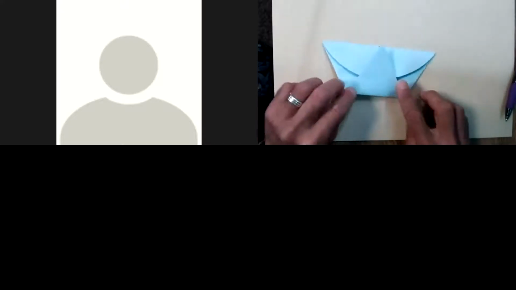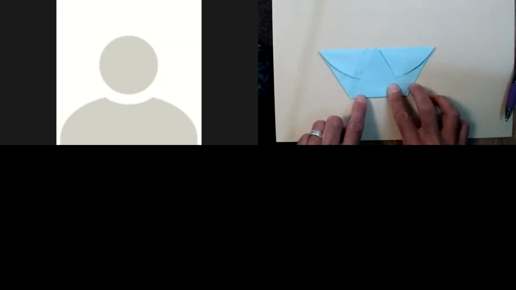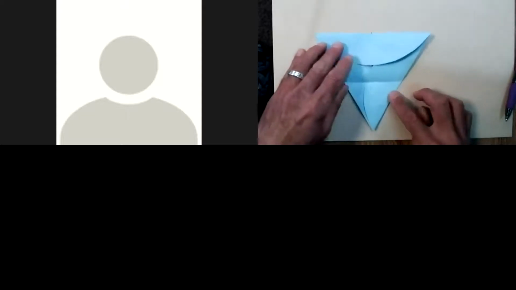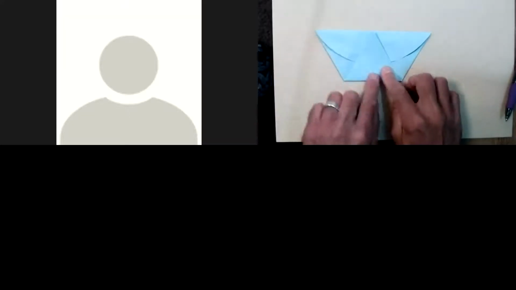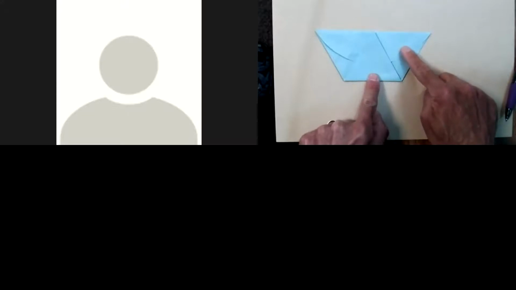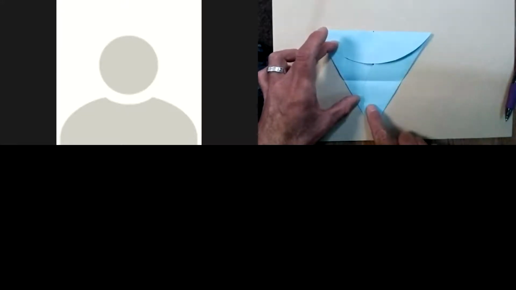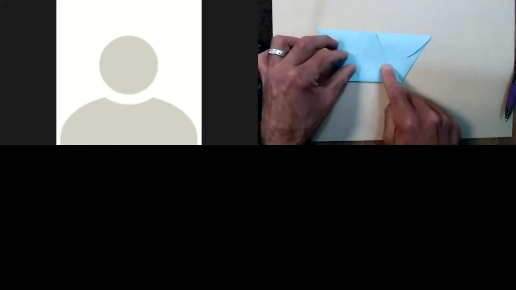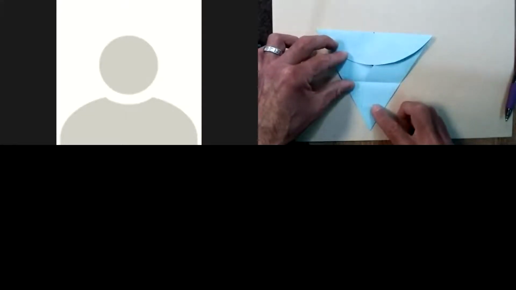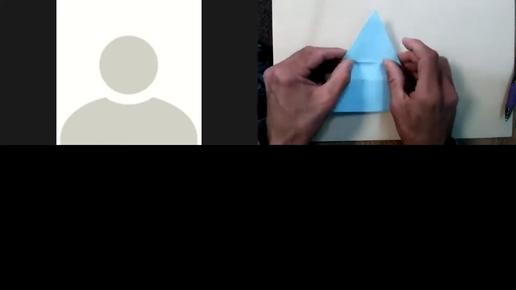Trapezoid, this is the trapezoid here too, is what part of the original triangle? Let's see. The trapezoid has 1, 2, 3 triangles in it. The original triangle has 1, 2, 3, 4. So the trapezoid must be 3/4 of the original triangle.